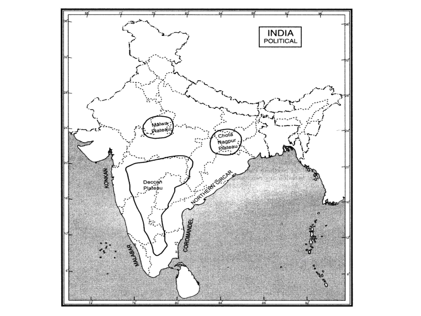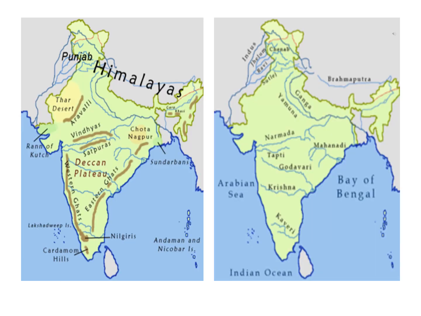Most of the Deccan Plateau is used for farming. In this slide, children, in the first map, we can see the hills of the plateau region. The Aravalis, the Vindhyas, the Satpuras are the important mountain ranges in the northern part of the peninsular plateau. In the southernmost part of the Deccan Plateau is the Nilgiri Hills.